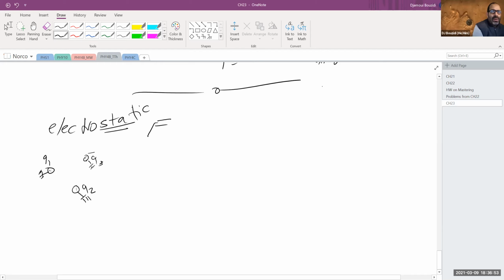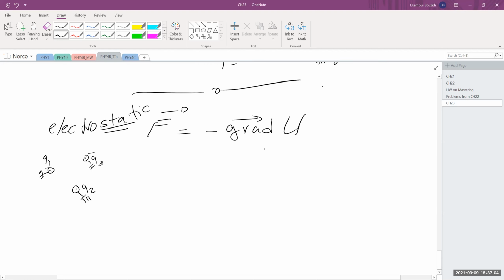Does this force, the electrostatic force, derive from a potential? In 1D, it was kind of easy to work with this stuff because basically you write the same thing with no vectors at all. You say derive, meaning the derivative with respect to x of this potential.